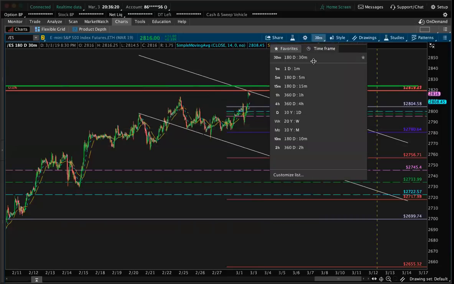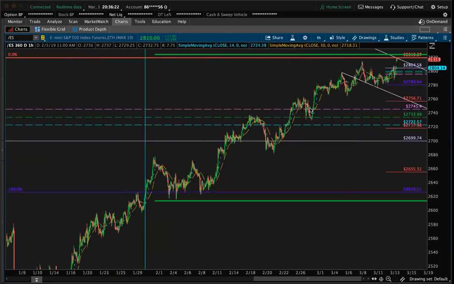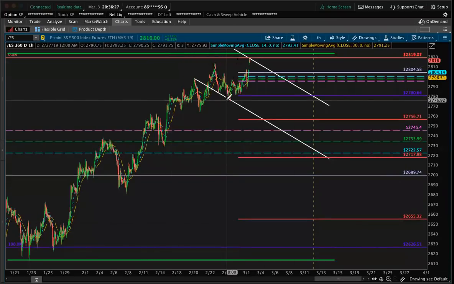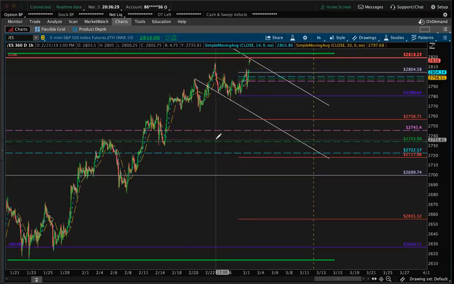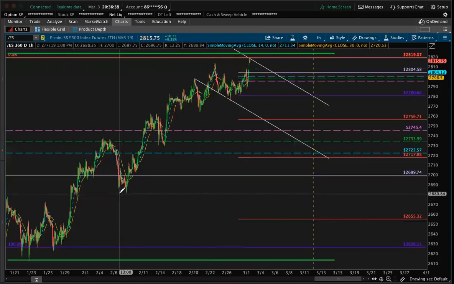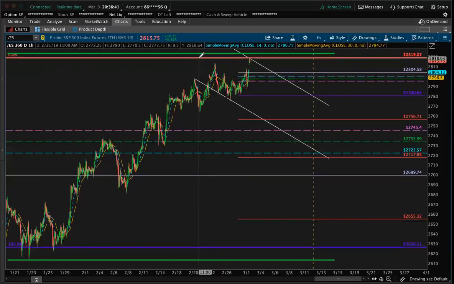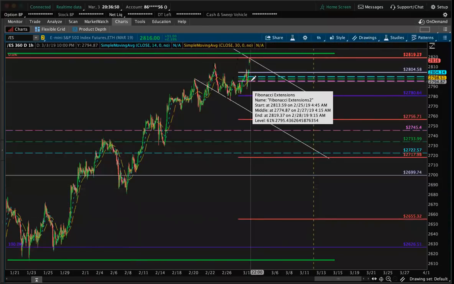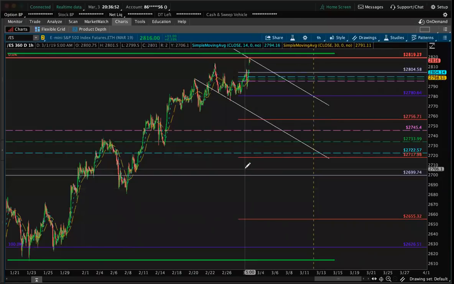This is a 30-minute chart, so let me make it more accurate and put it at an hour. Here we go. This is an hourly. Perfect. Much cleaner. So this is a pretty extensive range here. Nice pullback, 2680, and we moved to 2818. So from 2.8 to 3.1 in 1 month. That's a big range.